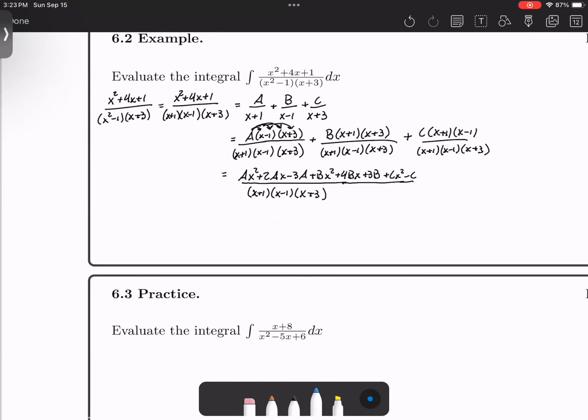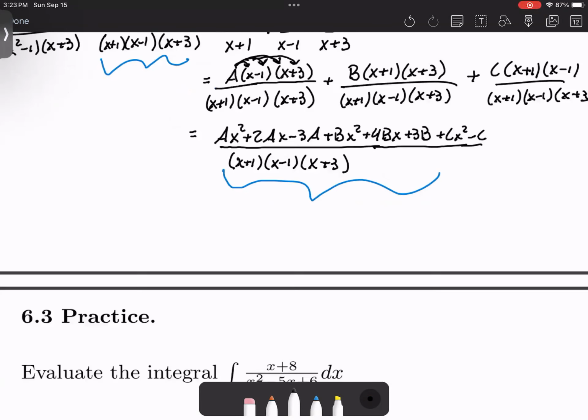So this fraction is supposed to be equal to this fraction. The denominators are the same, which means that the numerators have to be the same. Therefore, x squared plus 4x plus 1 is equal to this numerator right here. And I'm going to go ahead and combine like terms. So how many x squareds do we have?